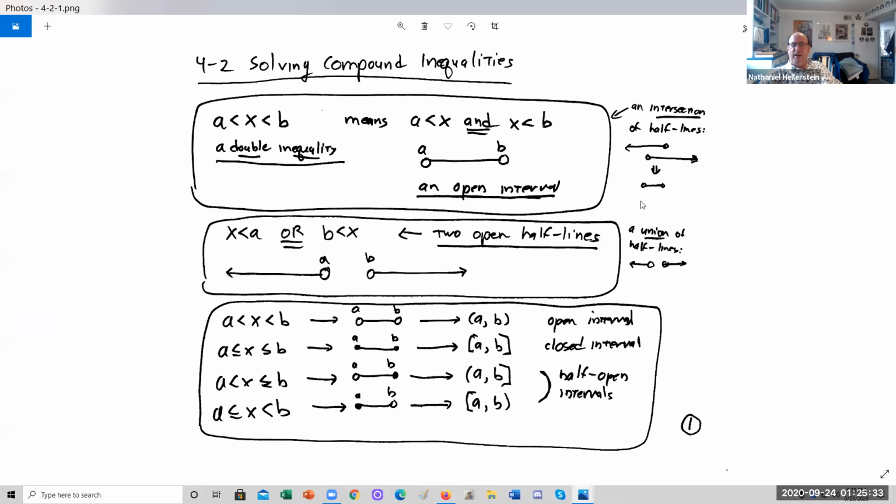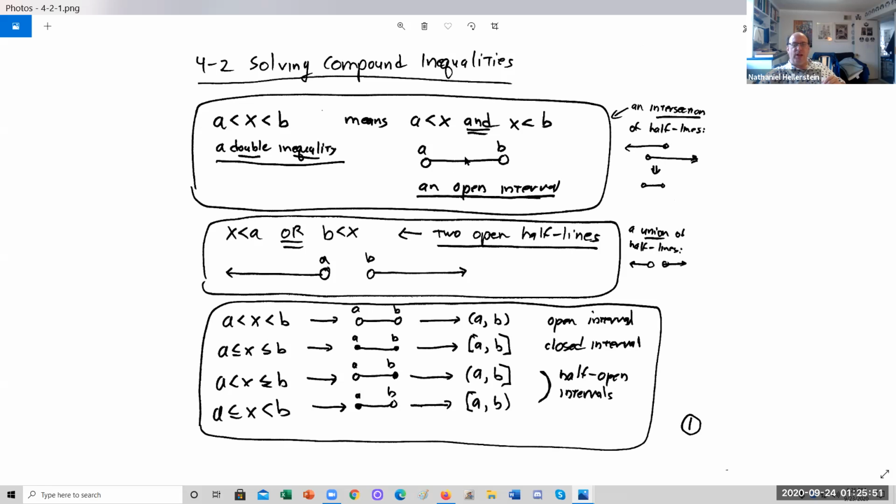All right. Now we're going to be talking about what are called compound inequalities. This is A less than X less than B. This is called a double inequality. It means that A is less than X and X is less than B. In other words, X is between A and B.